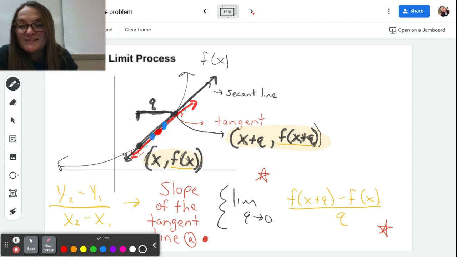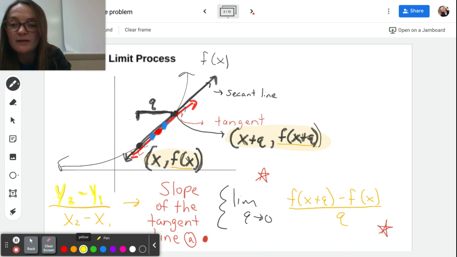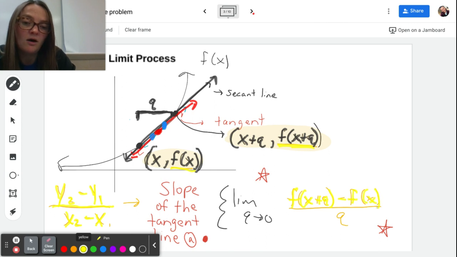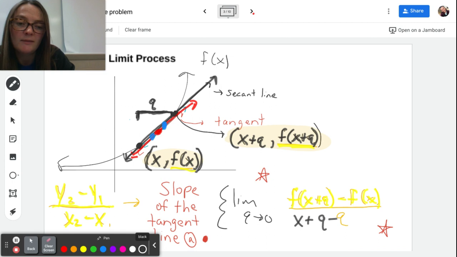Then we used the equation that finds slope for us to figure out what the slope of the black line will be. If I use y2 minus y1 all over x2 minus x1, we find the slope of the black line is y2, which is f of x plus q, minus y1, which is f of x, all over x2, which is x plus q, minus x, which is x sub 1. We can see here these 2 x's cancel, and so we're just left with q in the denominator.